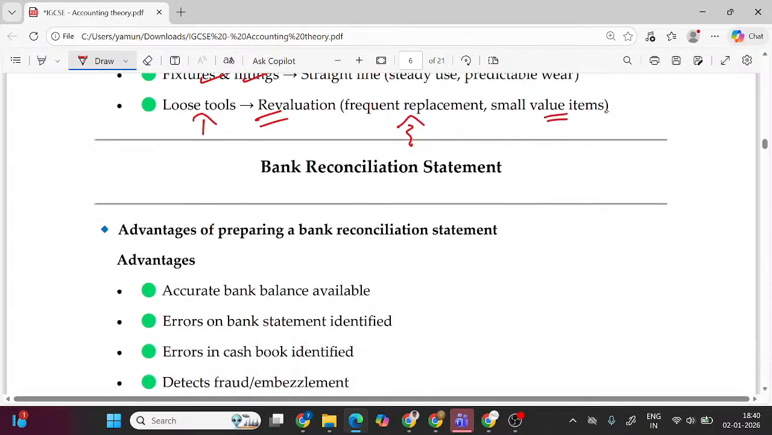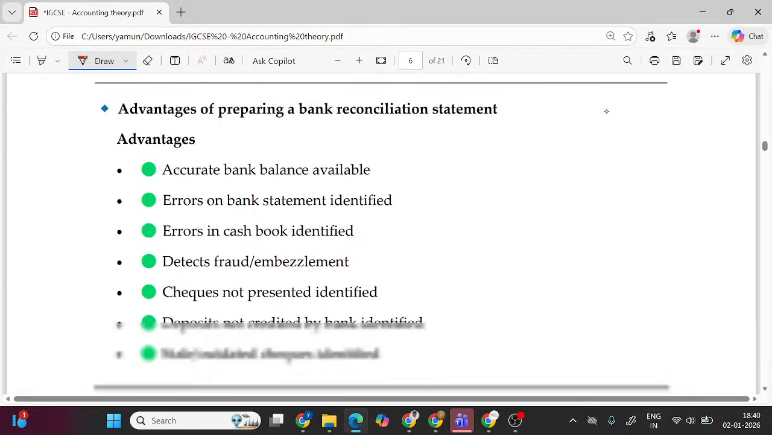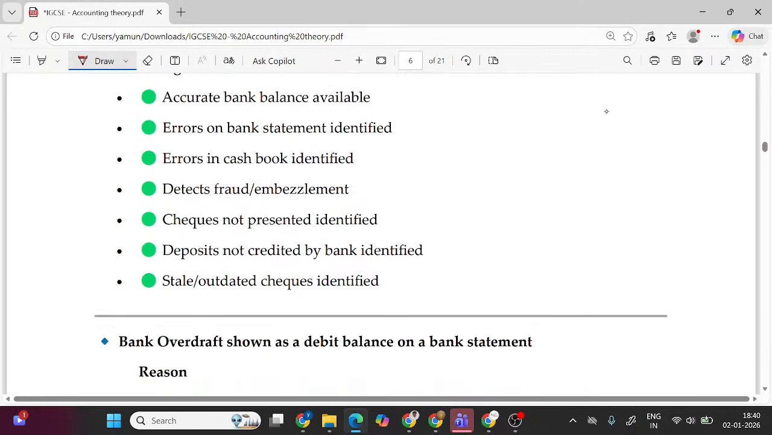We'll go for BRS, bank reconciliation statement. What are the advantages and why we prepare this: you get the actual bank balance availability. If any errors are there in the bank statement, that could be easily identified by doing this BRS. Errors in the cash book are also identified and it will help us to detect fraud and embezzlement. What do you mean by embezzlement? Taking out the cash with no permission.